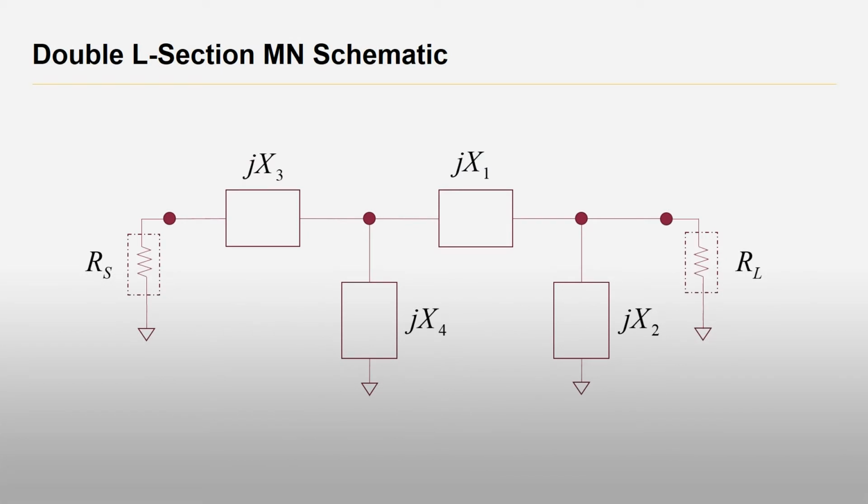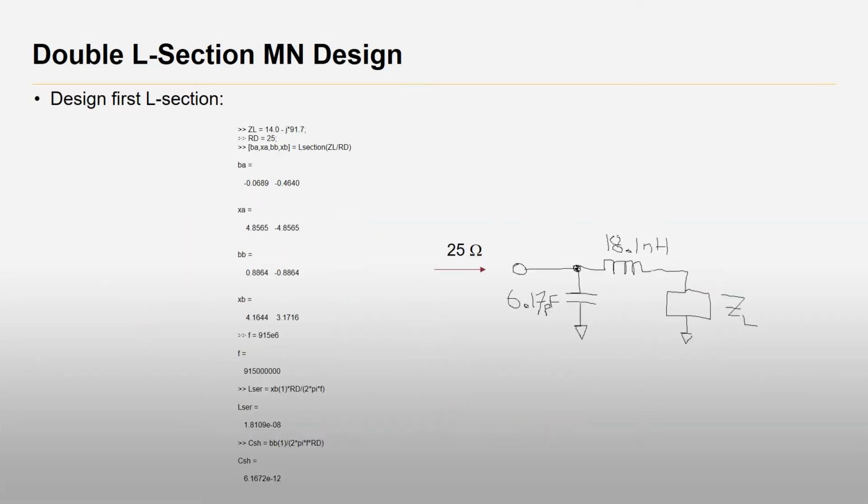Next, we'll consider the double L-section matching network. Notice that what I have here are two type A matching networks in cascade. The purpose of the first one is to match the impedance R_L to the intermediate impedance, which we called R sub D. Then the second one matches R sub D to R sub S, the source impedance. So the first L section matches Z_L to the assumed value of R sub D being 25 ohms.